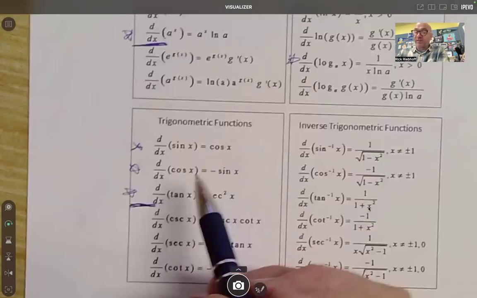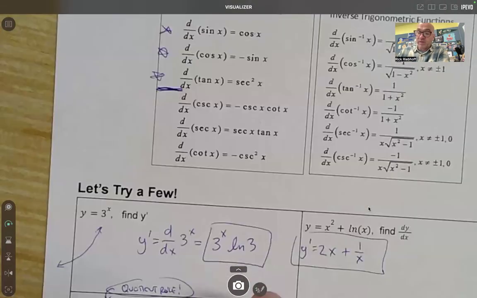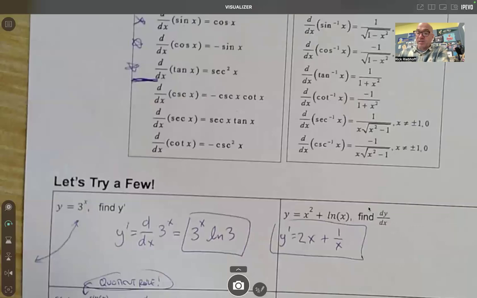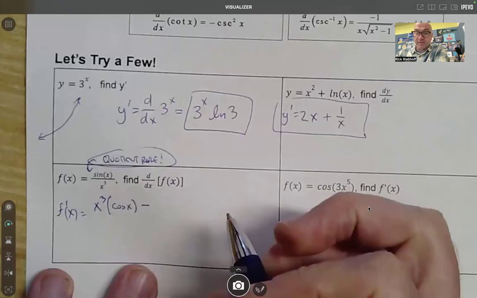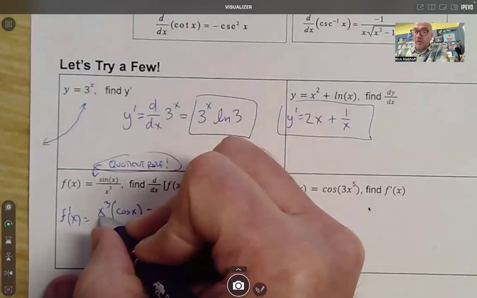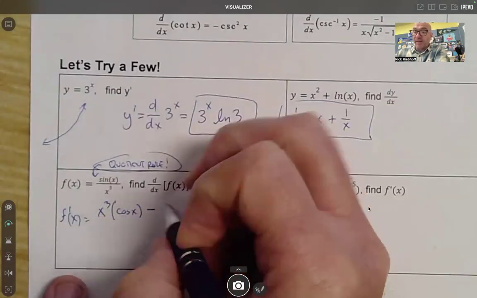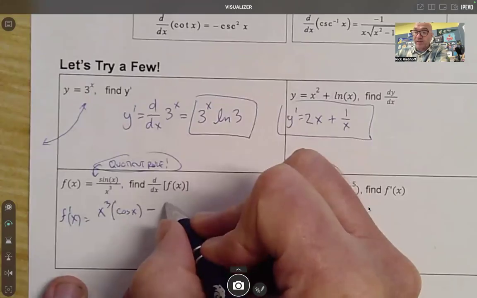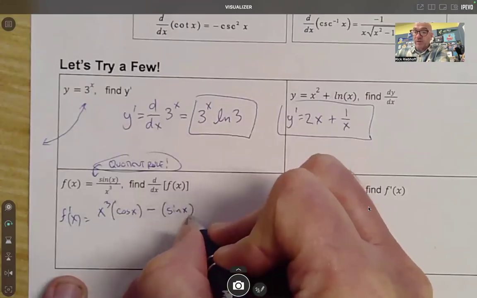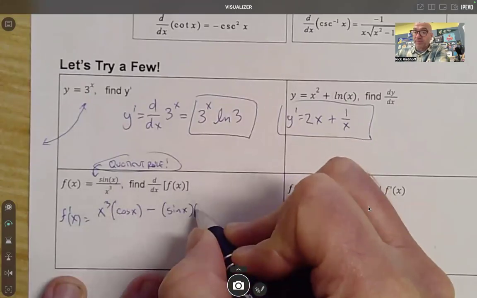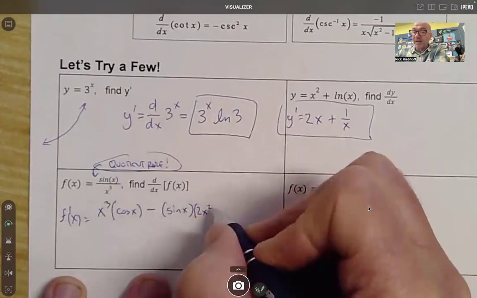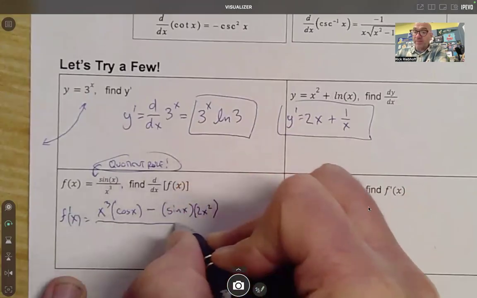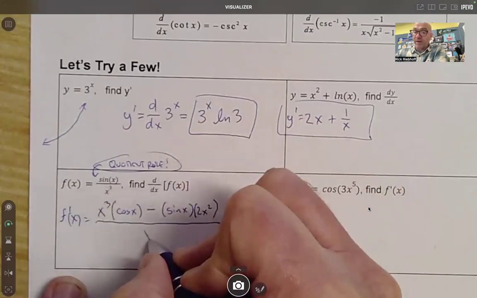So what's the derivative of sine of x? Cosine of x. Minus, sorry, low times the derivative of the high minus the high, which is sine of x, times the derivative of the low, 2x squared. Low D high minus high D low. And then what do I do on the bottom? Square the bottom and off we go.